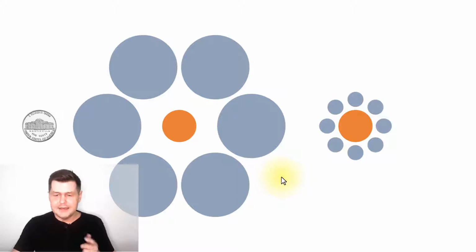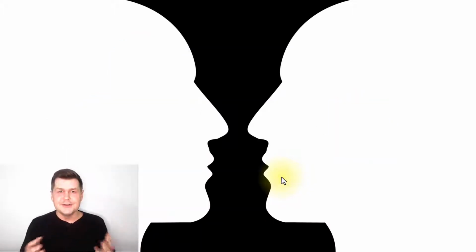Let's look at a different kind of optical illusion. Here's another kind of optical illusion. What do you see here? What do you see here? Do you see a vase, or do you see some faces? Or do you see both?